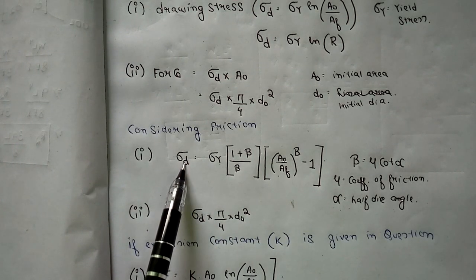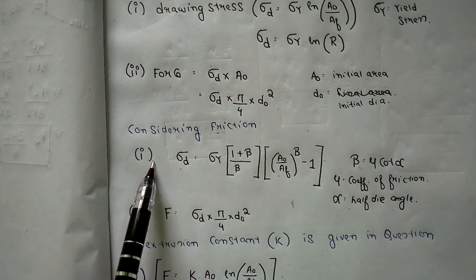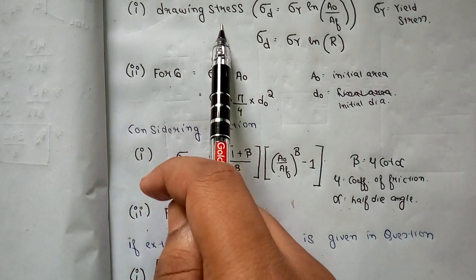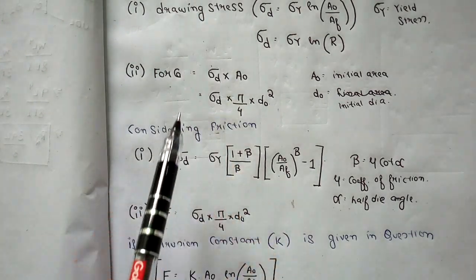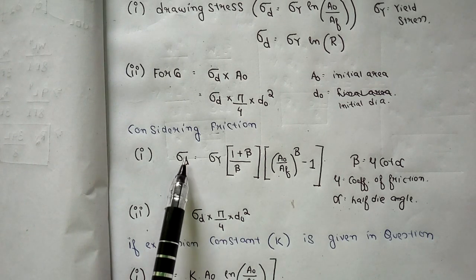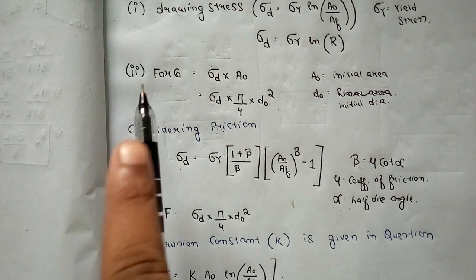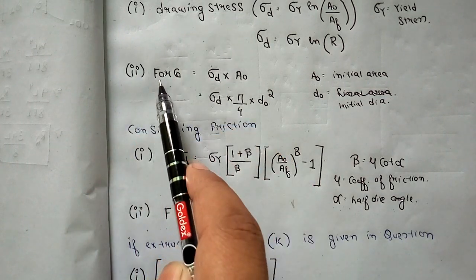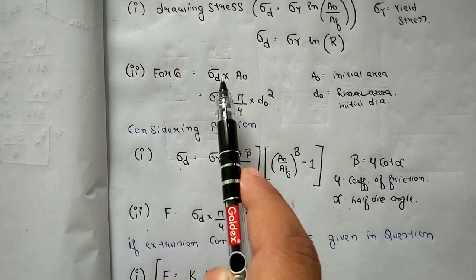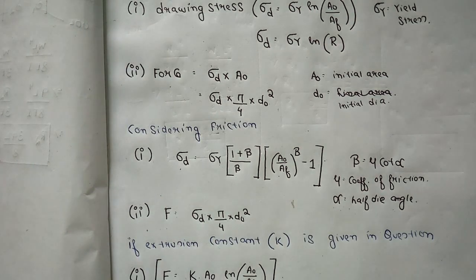So please remember that whenever friction is given in the question, we have to use this formula, but most of the time the question will be frictionless, so we will use the above drawing stress formula. But you have to remember these two formulas. Now, as you know, force is equal to sigma d into pi by 4 into d naught square. So if friction is given, take the drawing stress value from here. If friction is not given, then assume it to be frictionless and find the sigma d value from here, and simply put this in the force equation, and we can also find the force value.